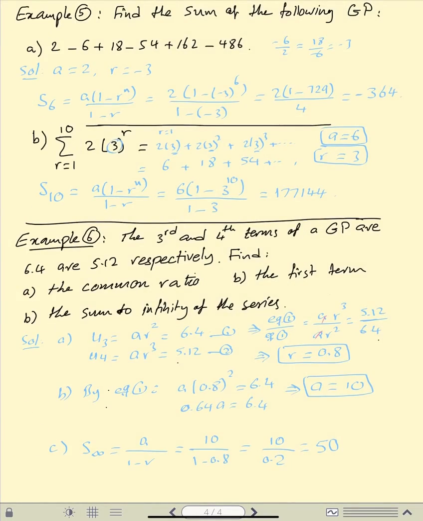Let's do a couple of examples for today to finish the lesson for now. Then we'll be doing the harder or more complex problems or past paper problems in the next videos soon. Example number 5, the next example. Find the sum of the following geometric sequences or series or progressions. First one, you are given 2 minus 6 plus 18 minus 54 plus 162 minus 486.